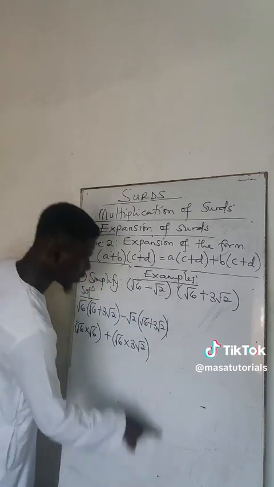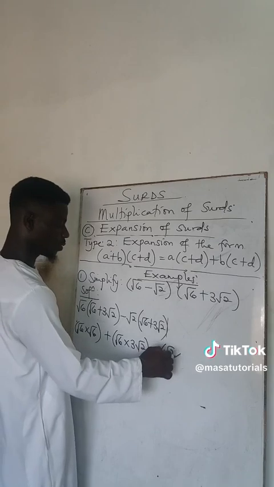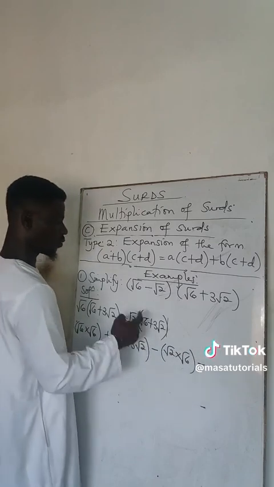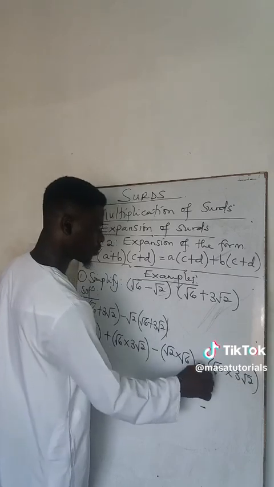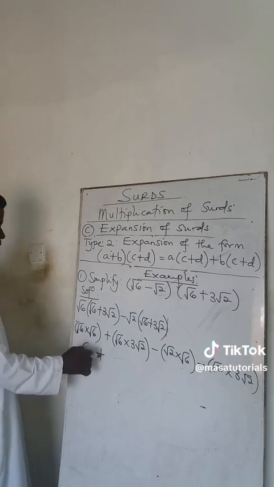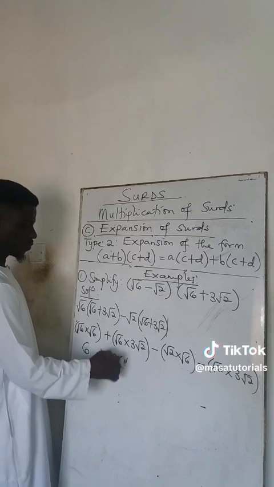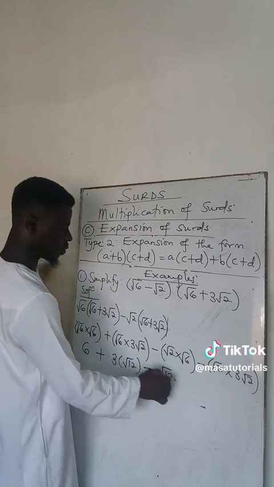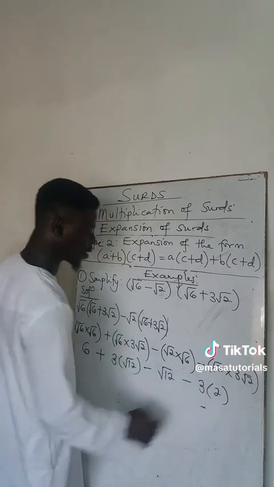Then here, let's see, minus square root of 2 times square root of 6. Negative times positive is negative. So square root of 2 times that, square root of 2 times 3 square root of 2. So this is what you have. Square root of 6 times square root of 6 is just 6. Plus, now this 3 will multiply 1 here, so you have 3 times 6 times 2 is square root of 12. Minus 2 times 6 is 12. Minus 3 will multiply 1, so 3 times square root of 2 times square root of 2 is just 2.